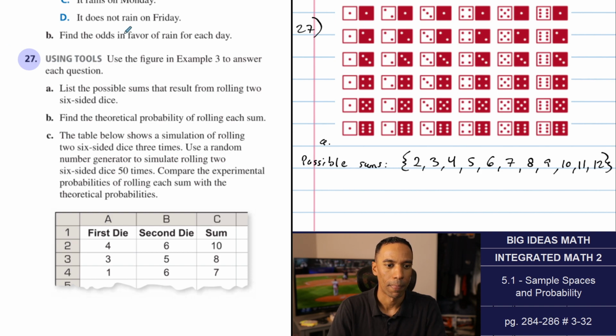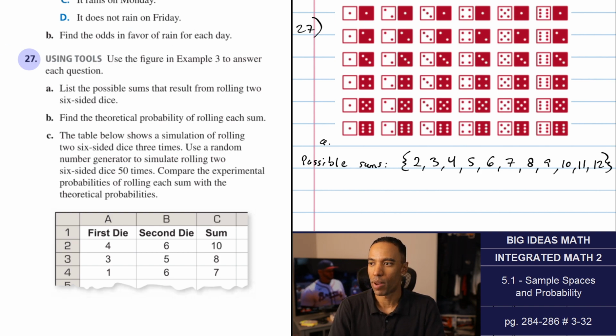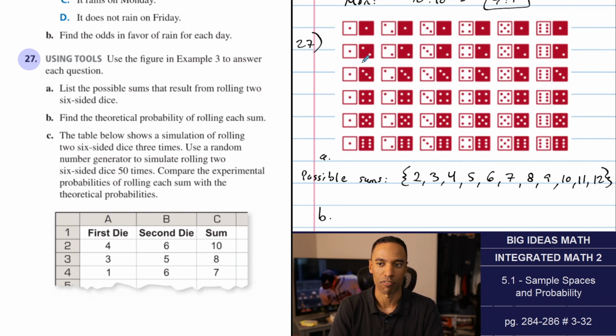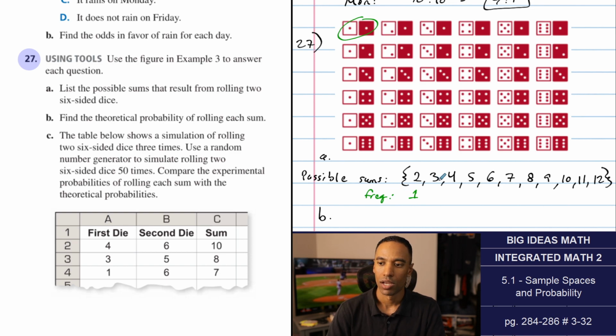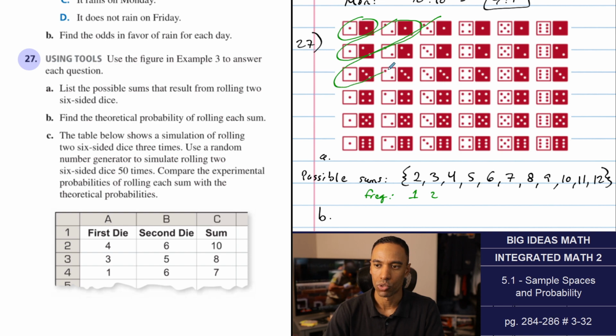So, boom. Part B, find the theoretical probability of rolling each sum. This is where it kind of changes, and this time we have the list. So what I kind of saw last time and liked: notice that the 2 can only be rolled from the snake eyes. So this is the frequency I'm going to show you here. A 3 you can get from 1 and 2 or 2 and 1. So that's 2 different ways. The 4 you can get from 1 and 3, 2 and 2, or 3 and 1. And that's 3 different ways.